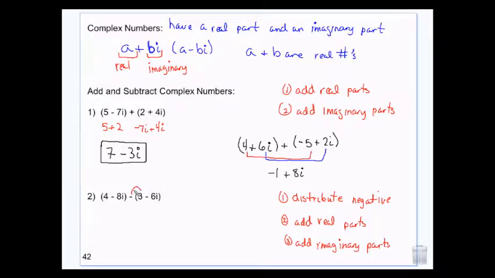So the first thing I'm going to do is distribute this negative, and this is going to become 4 minus 8i plus negative 3 plus 6i. Okay, so that negative went inside. And negative times a positive is a negative, and negative times a negative is a positive. And then I'm going to add 4 plus negative 3, and that's going to give me 1. And then I'm going to add negative 8 plus 6, and that's going to give me negative 2.